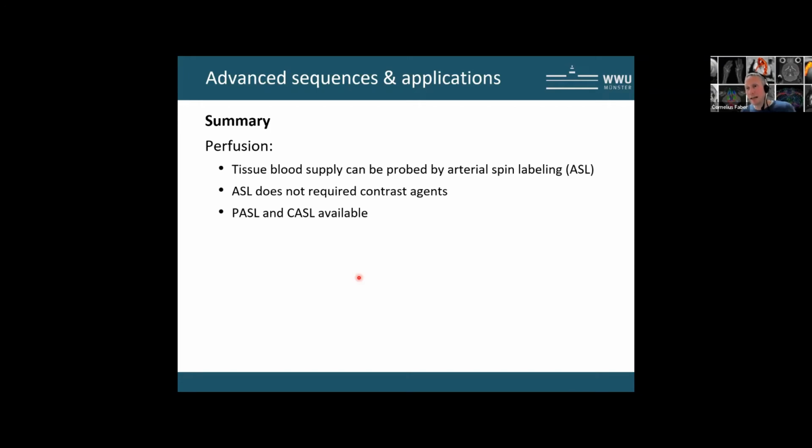So perfusion basically describes the blood supply of tissue, and we can measure this by the arterial spin labeling. Arterial spin labeling does not require contrast agents, so we use the spin tagging, or we label the spins to probe the perfusion, and we have this pulse or the continuous version, which both have some advantages and disadvantages. It very much depends on your particular application. But in most clinical scanners, there are sequences which work quite stable. From the preclinical world, unfortunately, in mice and rat, it's very difficult to measure perfusion still today.